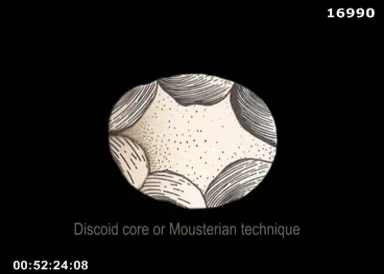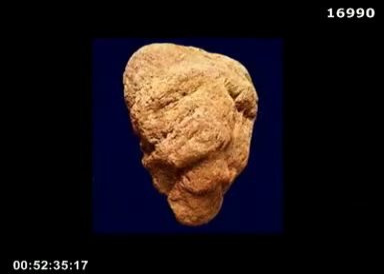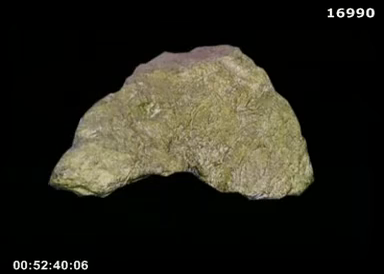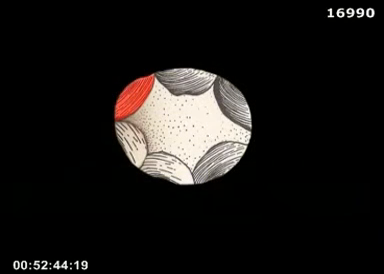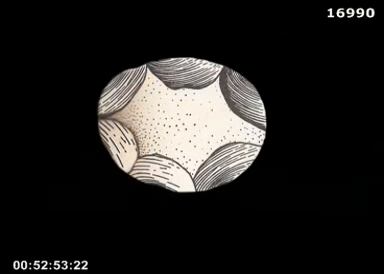Opposed to this elaborate Levallois core preparation is a discoid core or Mousterian technique. For this, a lump of stone or large flake with suitably flattened surface is taken and is flaked around its edge to detach short and broad flakes. The resultant core assumes a circular or dish shape.